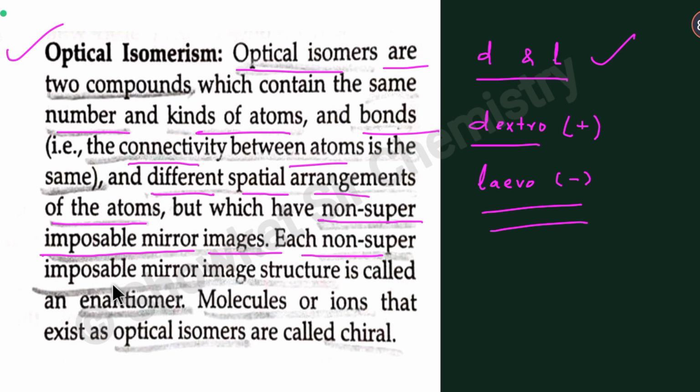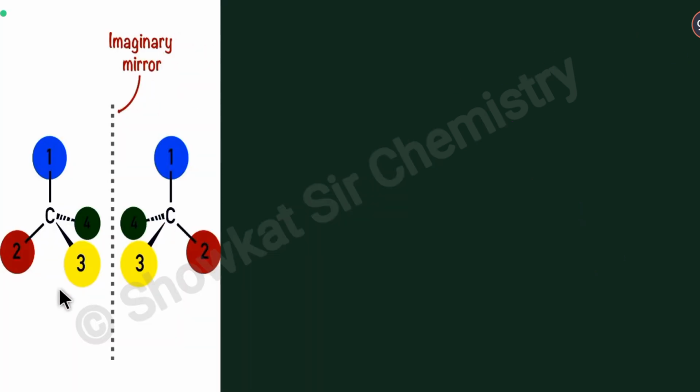Each non-superimposable mirror image structure is called an enantiomer. So these are actually enantiomers. Small d and l are your enantiomers. If one is dextro, that is the plus isomer, the other will be levo. And this d and l is experimentally seen with the help of an instrument called a polarimeter.